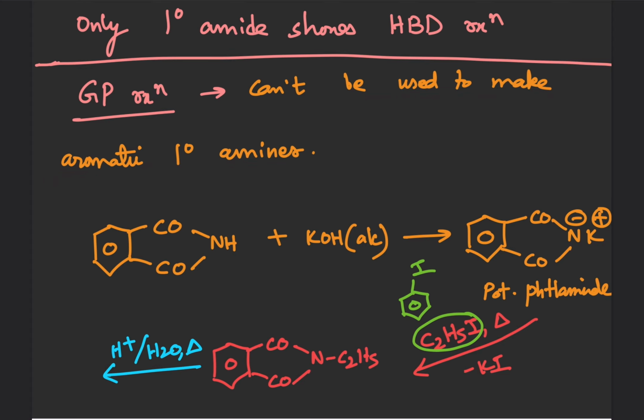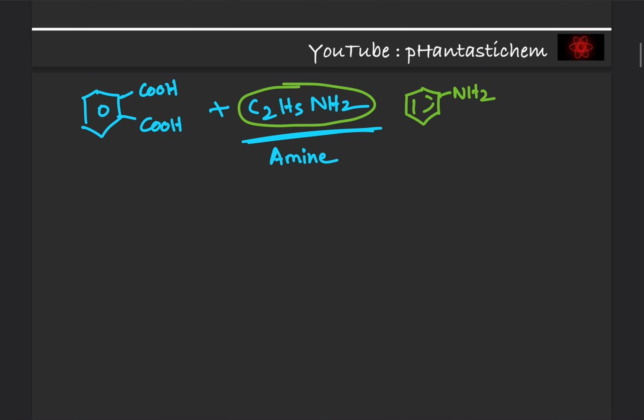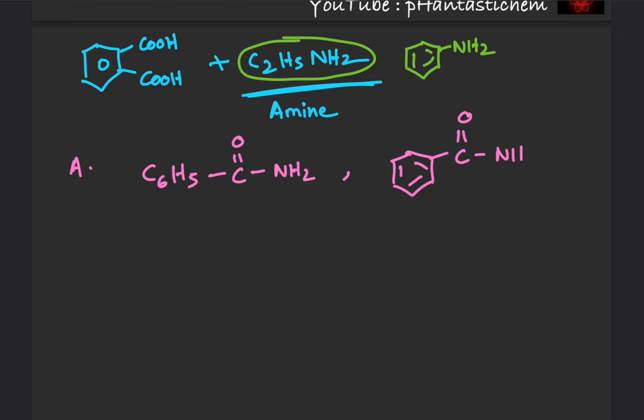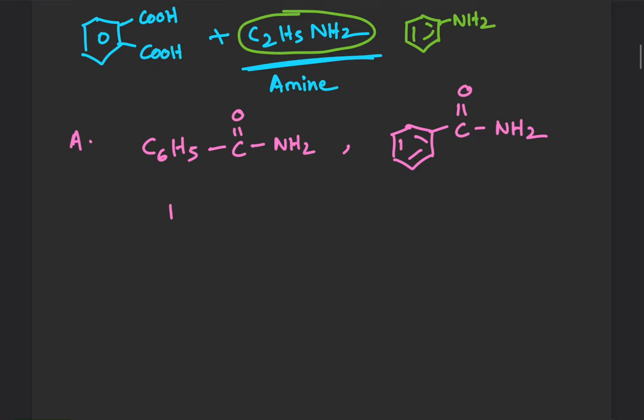Okay, so let's look into the compounds one by one now. So first compound A is C6H5 C double bond O NH2, or you can also draw it as benzene ring C double bond O NH2. Okay, so it's a 1-degree amide.